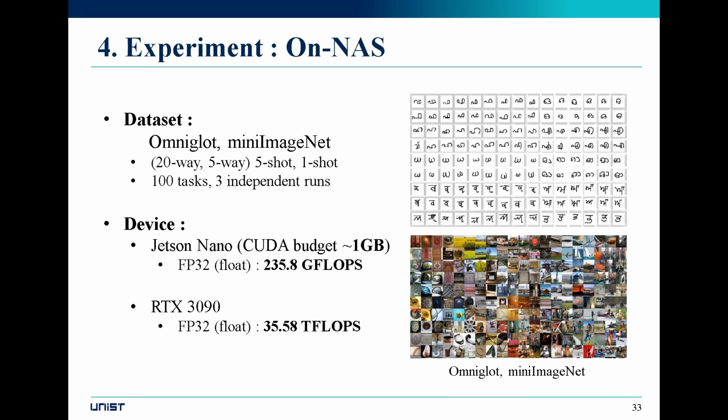Now we are going to check our results from these methodologies. This is our setting for the experiment. As we utilize the few-shot adapted model, we'll use few-shot datasets such as OmniGlot and MiniImageNet with typical few-shot settings. We implemented our solution on Jetson Nano with a memory budget near 1 GB. For the server, we used the RTX 3090. Their floating point operation abilities differ by 67 times.